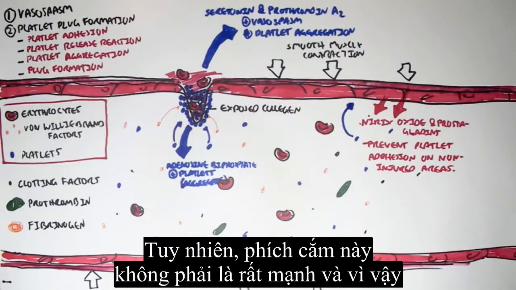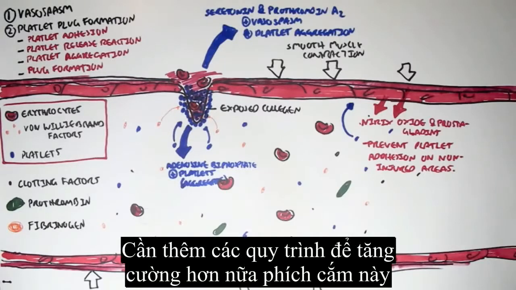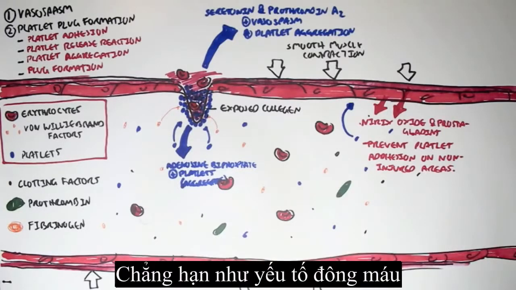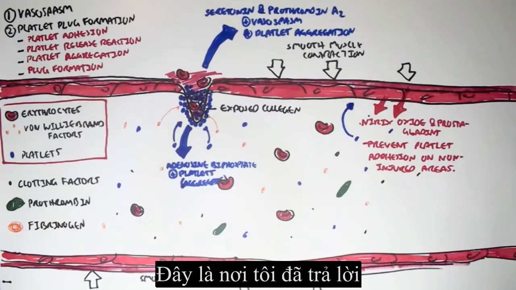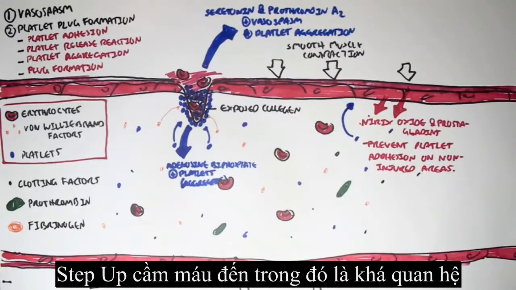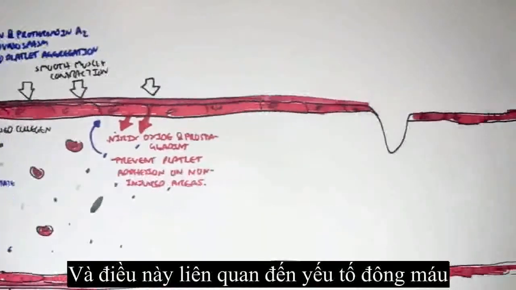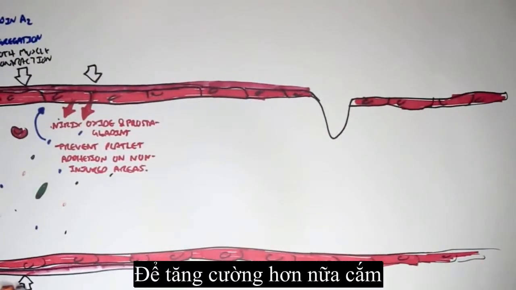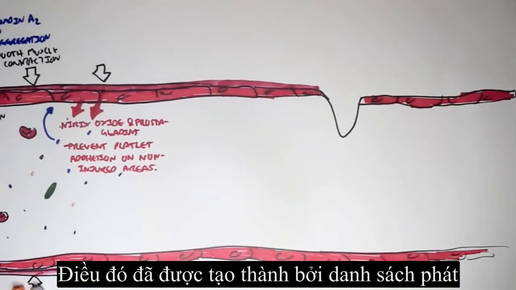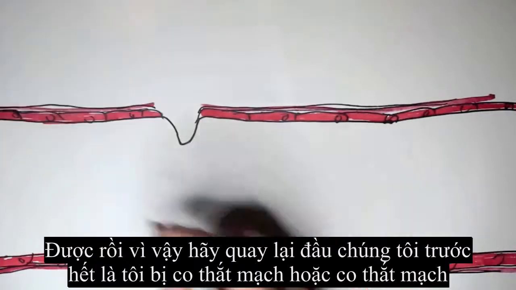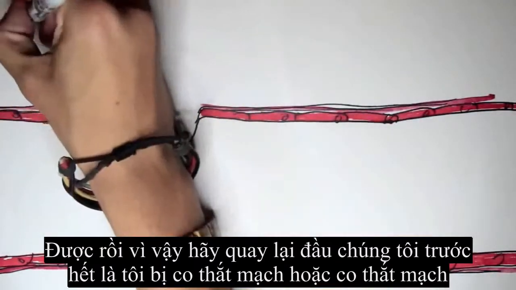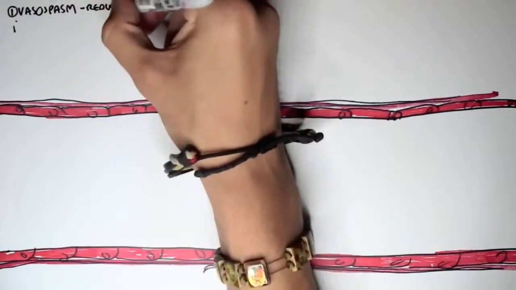However, this plug is not very strong, and so further processes are required to strengthen this plug, such as clotting factors. And this is where our third step of hemostasis comes in, which is coagulation. And this involves the clotting factors to further strengthen the plug that was formed by the platelets. Let's have a look.